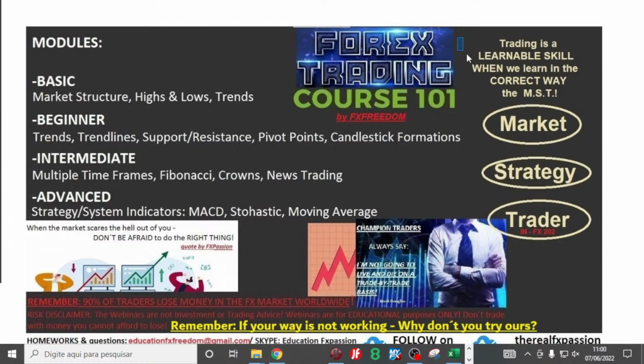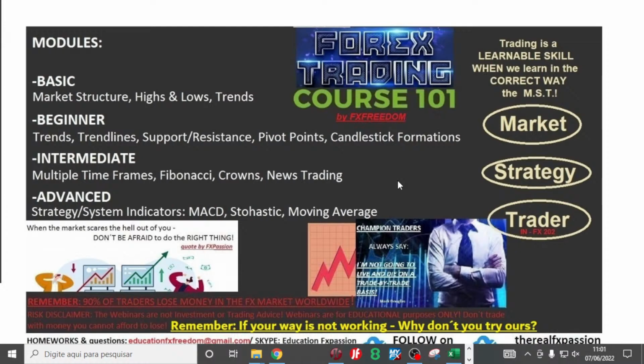Everybody, trading is a learnable skill when we learn in the correct way the three pillars. Pillar number 1 is the market, pillar number 2 is the strategy, pillar number 3 is the trader. And today we are ending the beginner module. Today is our last day of Japanese Candlesticks Forex Trading Week. Starting from tomorrow, we are going to start the intermediate module.